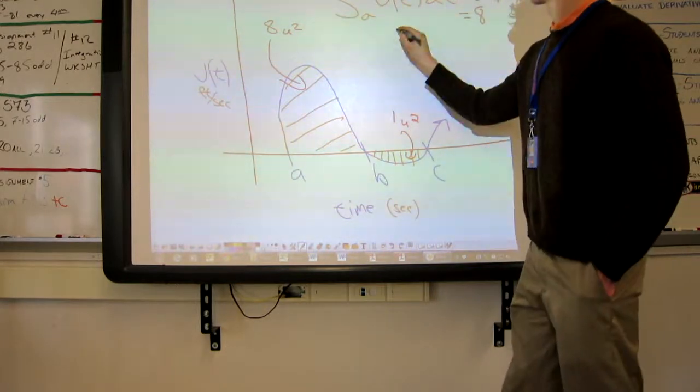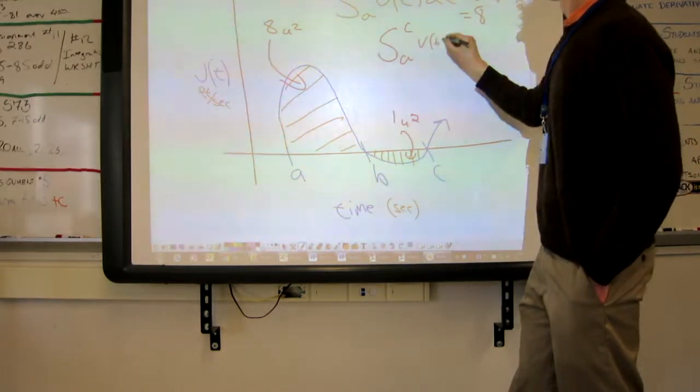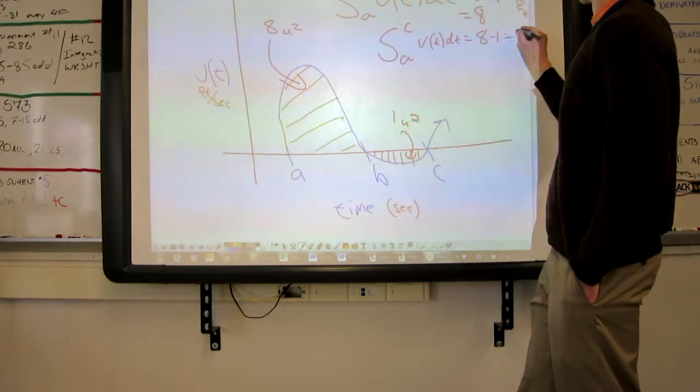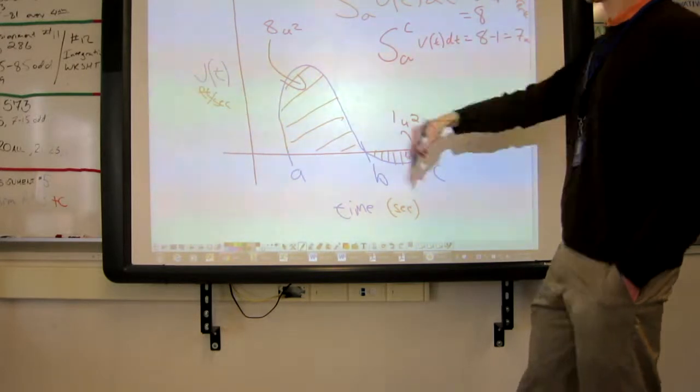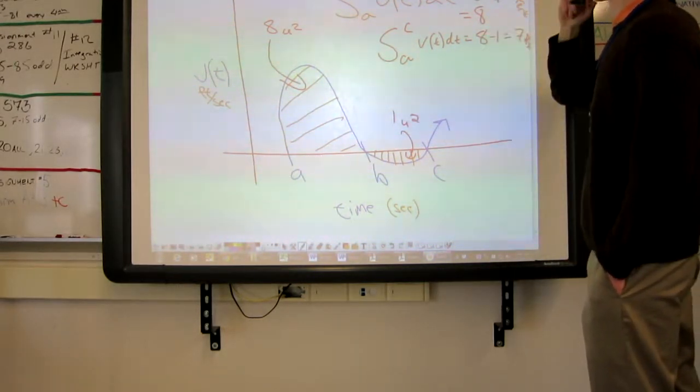I'm going to do 2 different integrals here, so we really have to understand this. So integral from A to C of v of t dt is going to be 8 minus 1, which equals 7 units. And it's actually, our units are feet, so we can really say feet. And this is going to be feet.